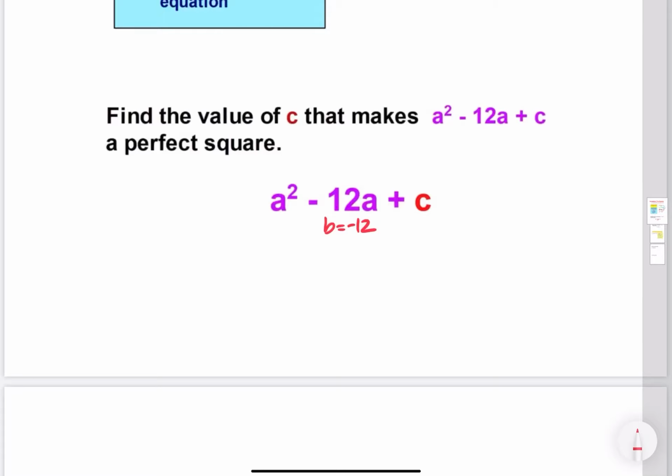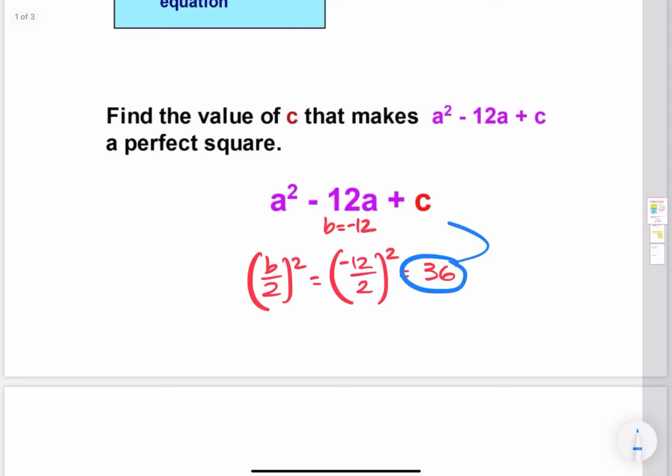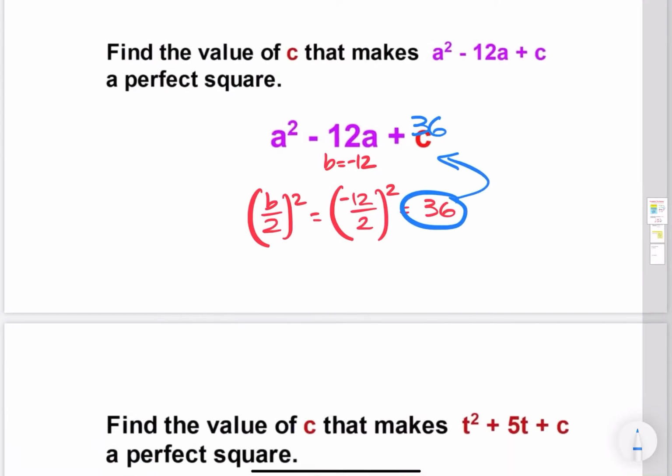So that means if I put it into our rule, b over 2 squared, that means negative 12 divided by 2, and we're going to square it. Well, negative 12 divided by 2 is negative 6, and negative 6 squared is going to give me positive 36. So that means c is going to be 36. So I'm just going to take that 36, plug it in for c, and now we have a perfect square trinomial. All right, let's try one more, and then we'll start applying it into an equation.